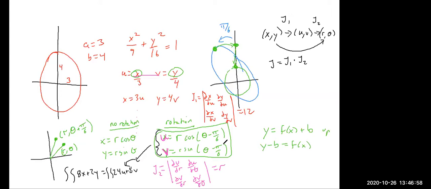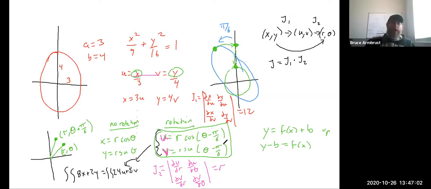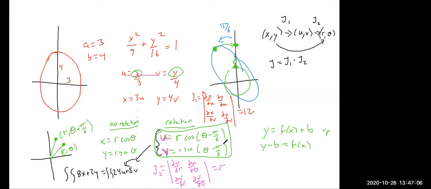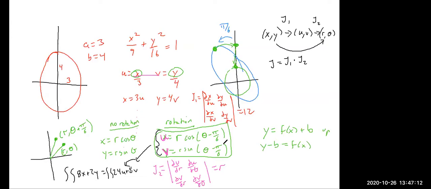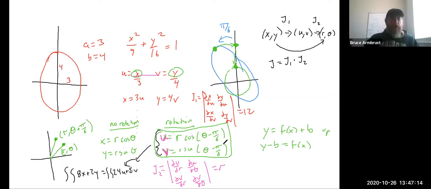Was that 8x plus 2y just random? That was what I was told to integrate. If you go back and look at my problem, that was the function I was integrating. So yours could be completely different. But yeah, that was the function I'm integrating.